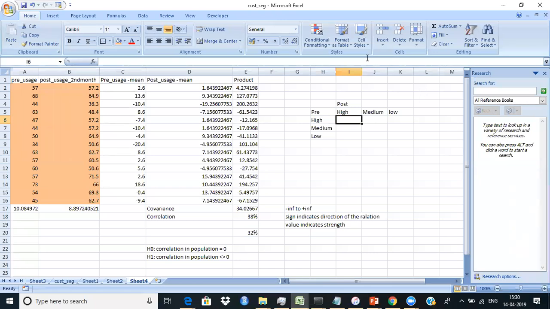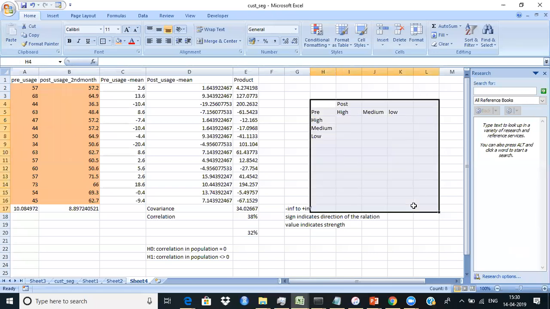Correct. Both are positive and both are going in the same direction. Both are negative, again they are going in the same direction. One is positive, one is negative: opposite direction.